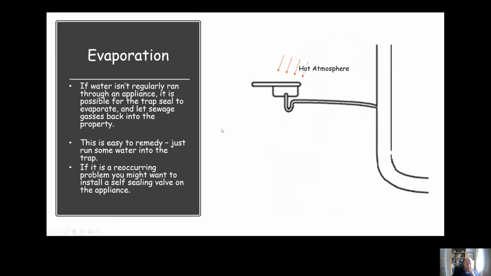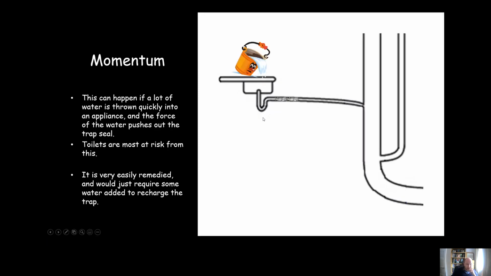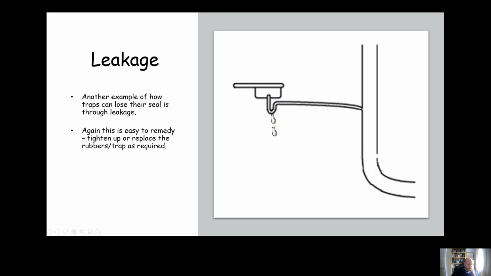So firstly, evaporation. Literally, it is what it says on the tin. If the trap's in a hot area and it doesn't have much water flowing into it very regularly, the water will evaporate and potentially leave sewer gases to be discharged out into the house. You can prevent that by fitting a self-sealing valve, or just by pouring some water back into the trap. Leakage, again, pretty obvious. Just replace the trap, fix the trap, do whatever you need to do to stop the leakage, and then put water back into the trap.